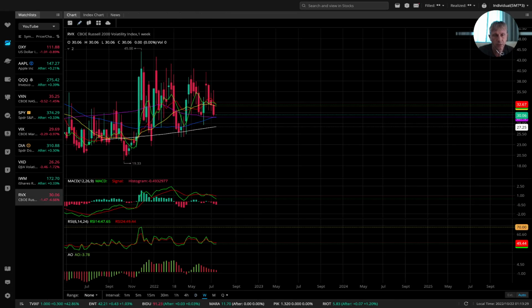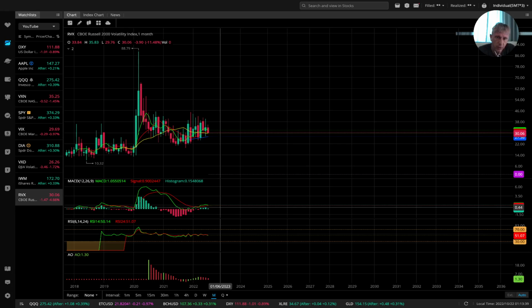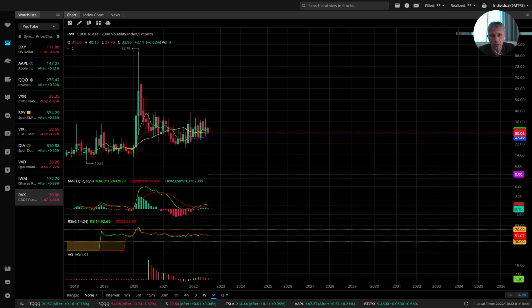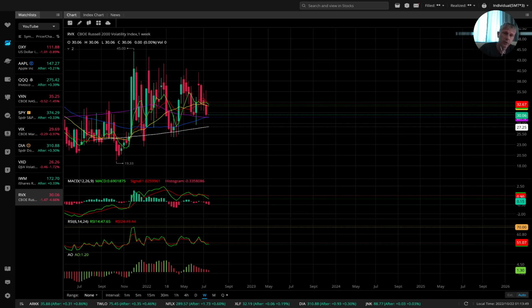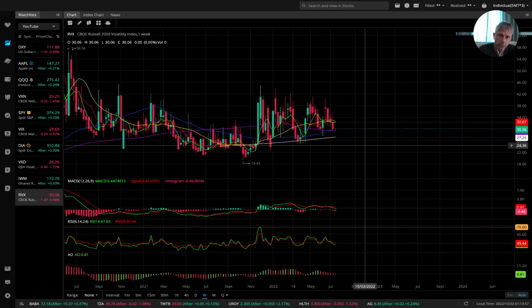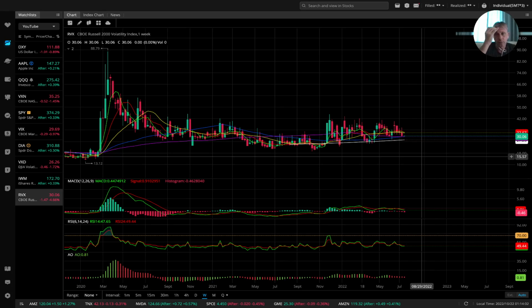RVX, volatility index for Russell 2000. On monthly, it's bullish, but it's changing direction to bearish. No confirmation yet, but it's ready to change direction to bearish. Weekly it is bearish and it's bullish for IWM. Bearish signal and it's bullish for IWM.